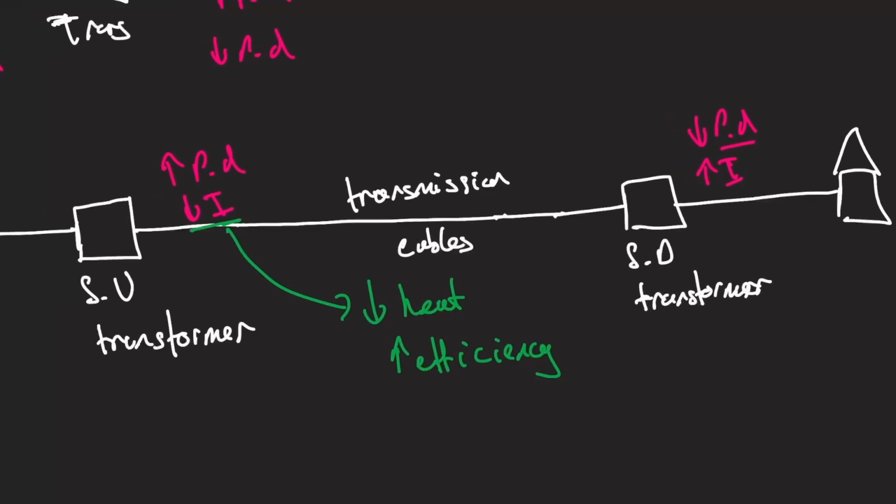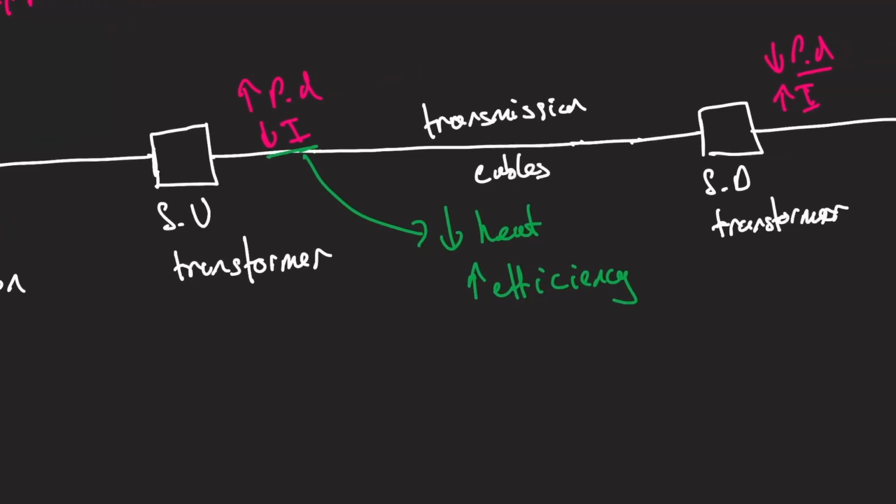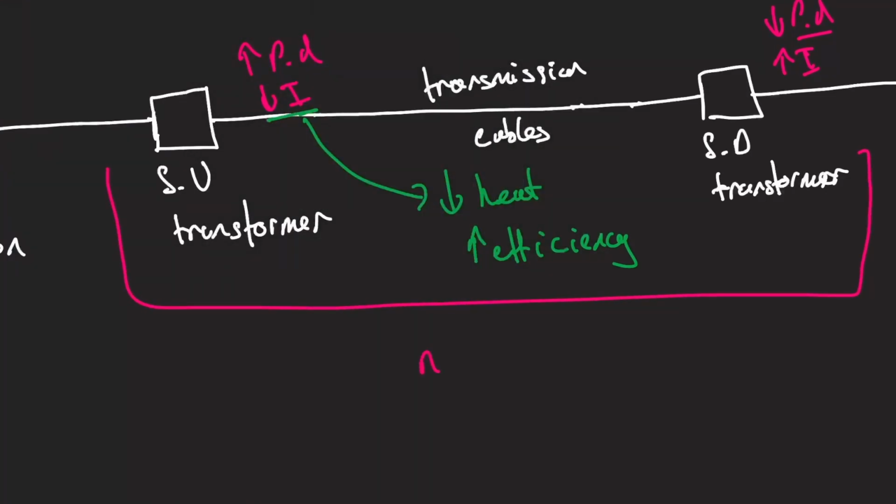So this whole network of the power station, the transmission cables, and the step up and step down transformers, this section in the middle, is what we call the national grid. Everything from the power station up to your house is the national grid, and it's this network of transformers and cables used to transport our electricity from our power stations into our houses or businesses or whatever. Hopefully that makes sense.